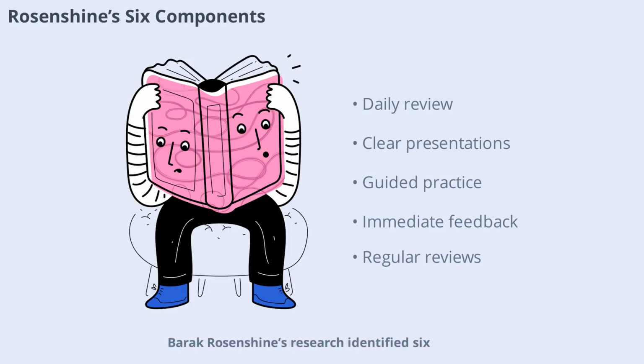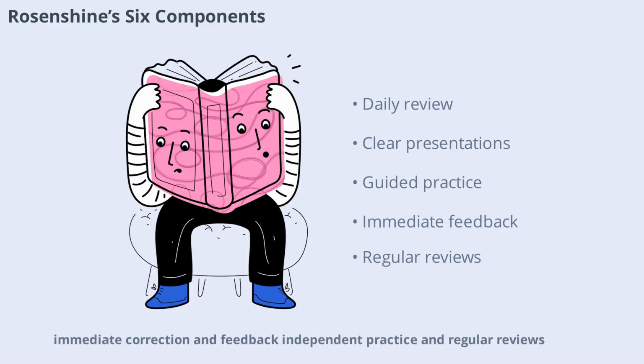Barak Rosenshine's research identified 6 major components of effective direct teaching: daily review, clear presentation of new material, guided practice, immediate correction and feedback, independent practice, and regular reviews.